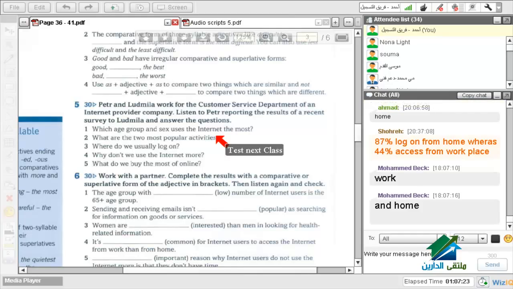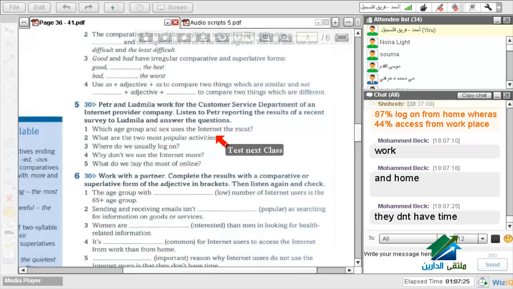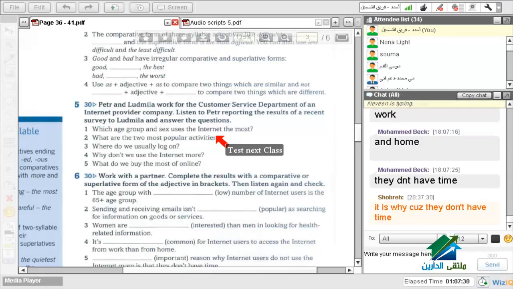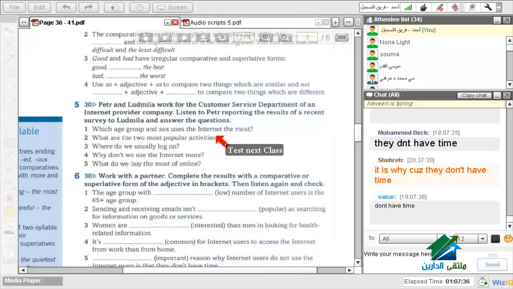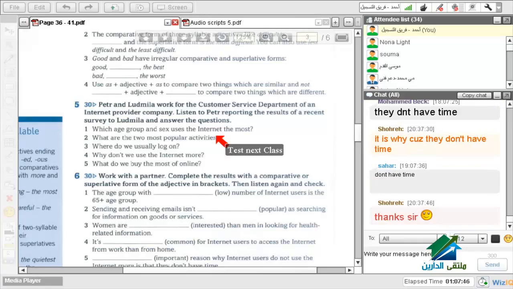Why don't we use the internet more? Because they don't have time. They don't have time, exactly. Shuhra, always a good student, and Sahar, Niveen, I can see new faces this lecture.